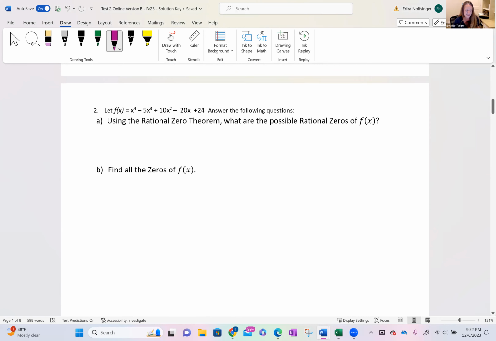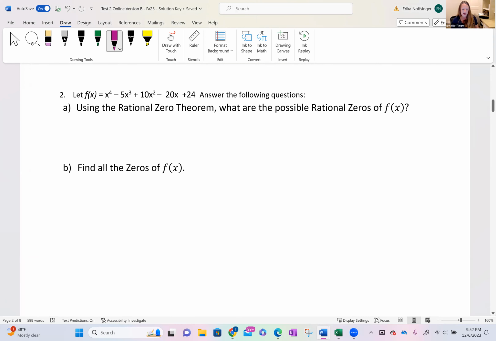The next question says, let f of x equal x to the 4th minus 5x cubed plus 10x squared minus 20x plus 24. And we want to answer the following questions. So using the rational zero theorem, what are the possible rational zeros of f of x? So we can use the rational zero theorem here.